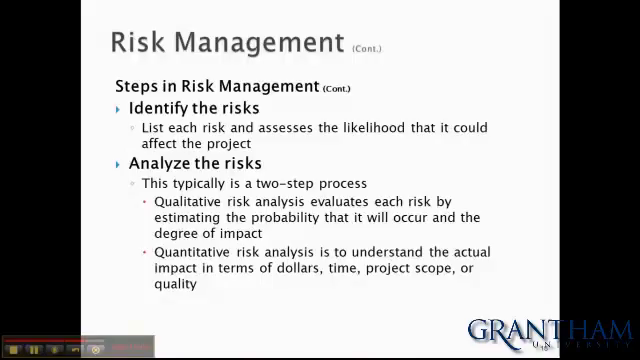Some of the steps in the risk management are: identify the task, list each risk, and assess the likelihood that it could affect the project. Analyze the risk. This is typically a two-step process. Qualitative risk analysis evaluates each risk by estimating the probability that it will occur and the degree of impact, and quantitative risk analysis is to understand the actual impact in terms of dollars, time, project scope, and quality.